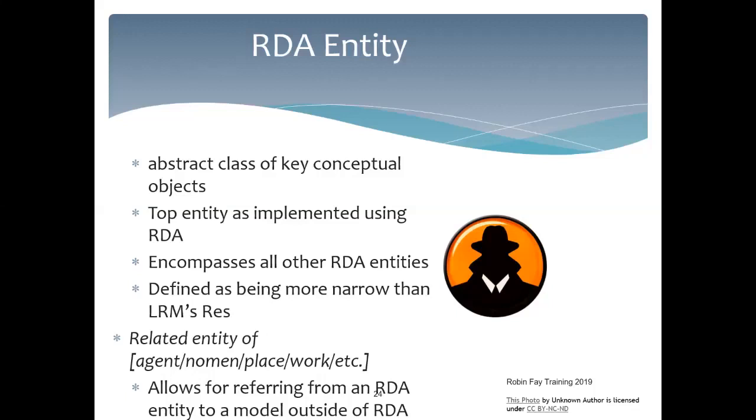The master entity, whatever term helps you separate and understand the difference between those, is defined as being more narrow than res because it is where we plug in. Now, because we are cataloging in RDA, you could say, do we even need to really know about res? Because if our entry point is the RDA entity, and it's below res, what do we really need to know about res?